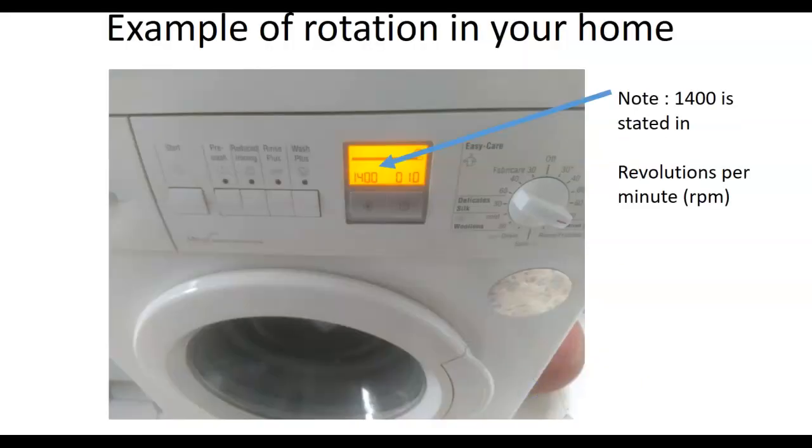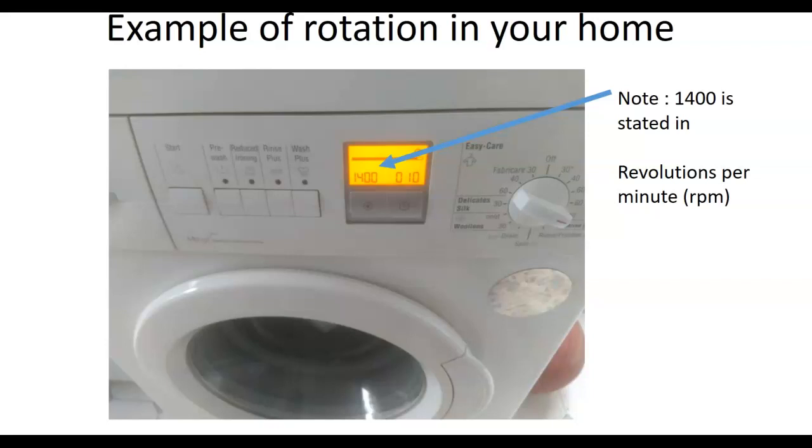So typically there are lots of examples of rotation in your home. Here's one common example, a washing machine which is in a spin cycle, and you can see here 1400 is displayed, and that's referring to the spin rate of 1400 revolutions per minute, or 1400 RPM. And it's a very common unit to see.